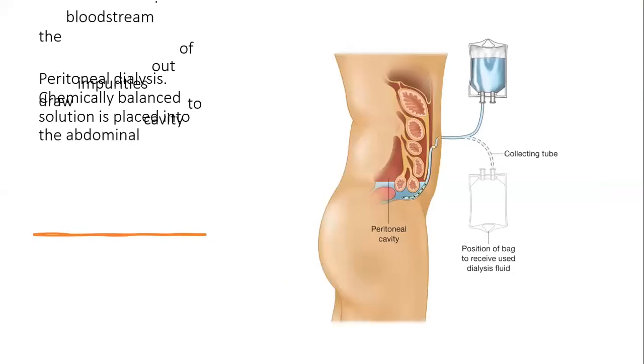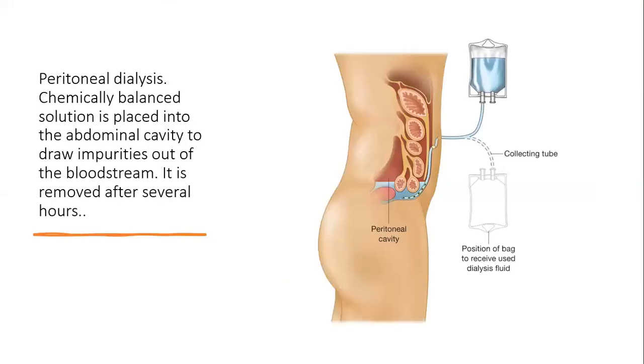Here, peritoneal dialysis: a chemical balanced solution is placed in the abdominal cavity to draw impurities out of the bloodstream. It is removed after several hours. You can see the solution go through the catheter into the abdomen, and then the same solution goes out with the waste outside of the body.